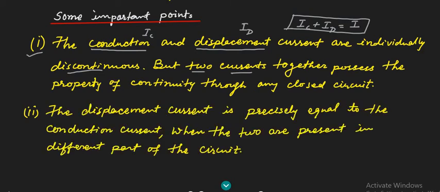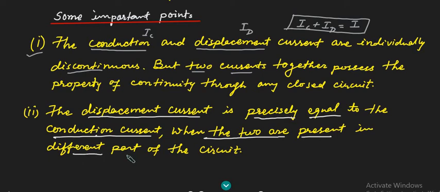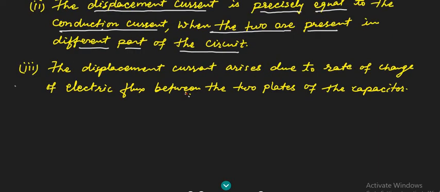Second point is the displacement current is precisely equal to the conduction current when the two are present in different parts of the circuit. The third point is the displacement current arises due to rate of change of electric flux, which is dΦ/dt, between the two plates of the capacitor.